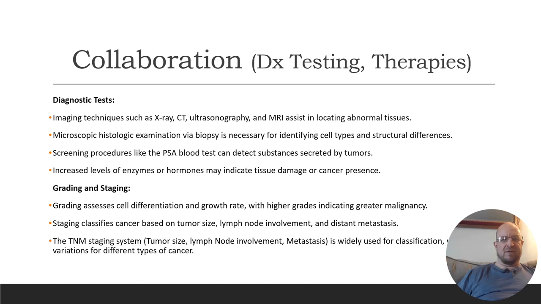Collaboration. So we're going to talk a little bit about diagnostic tests and therapies. So there's always imaging, and I think this is on another slide too. X-ray, CT, ultrasound, or MRI can generally locate abnormal tissues. Some microscopic histologic examination via biopsy or a pap smear, which is a cell shed, is necessary for identifying cell types and structural differences. Screening procedures like PSA to detect substances secreted by tumors, and PSA is pretty specific to prostate cancer.